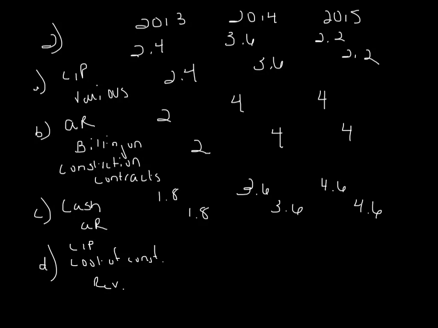But we're not going to book anything in 2013 and not anything in 2014. We're going to book everything in 2015. So we've got the construction in process and the full 1.8 million, because this is our gross profit. Then we've got the total cost incurred of 8.2 million, and then we're going to book all of the revenue of 10 million in 2015.